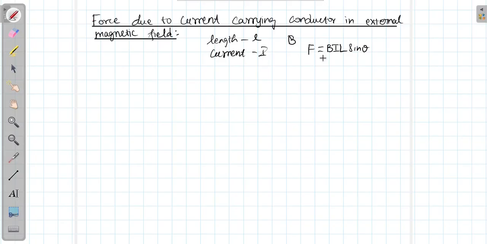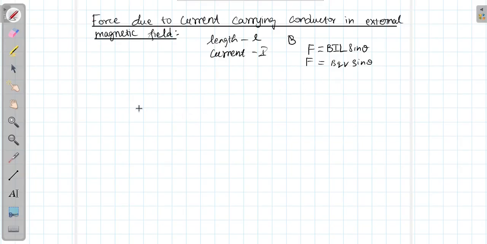See, this equation is similar to F = BQV sin theta, which is the force experienced by a charge. Using this BQV sin theta, the actual equation is derived. Now we'll see one by one how it is done.